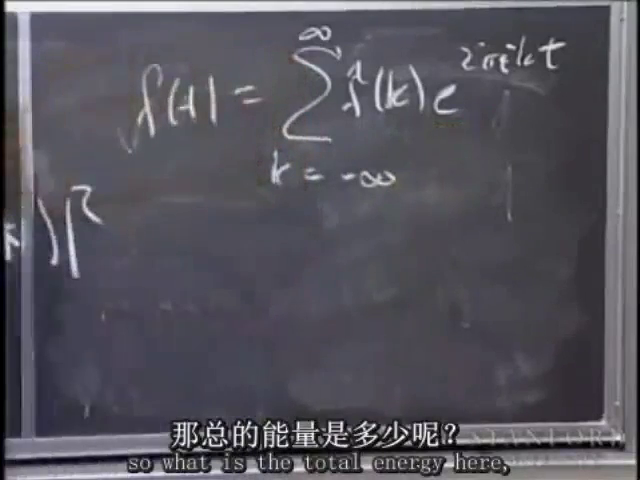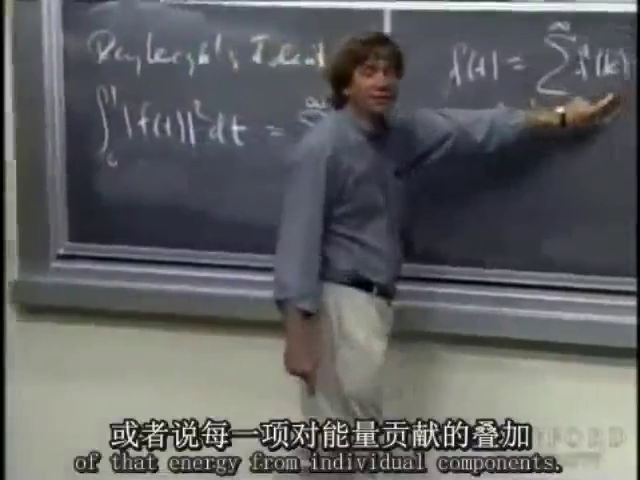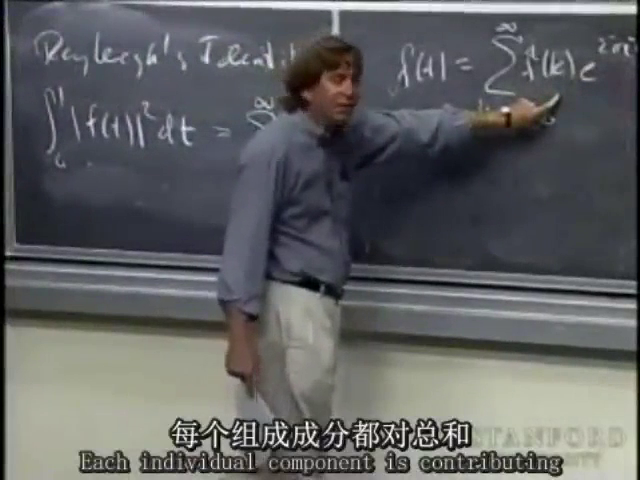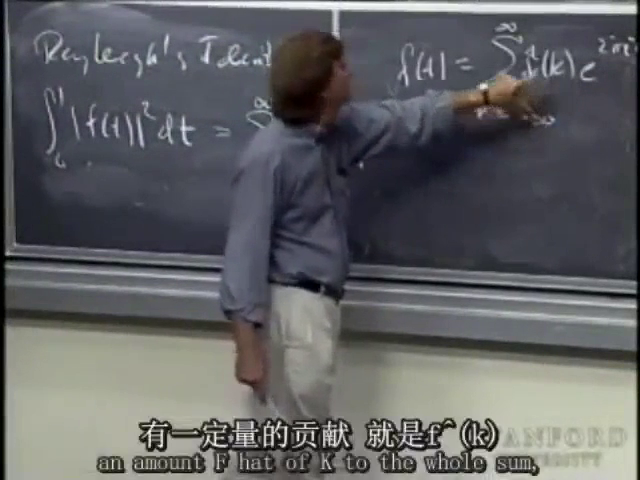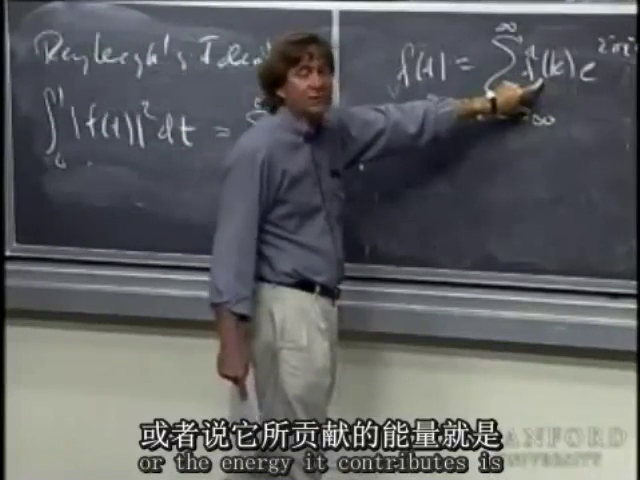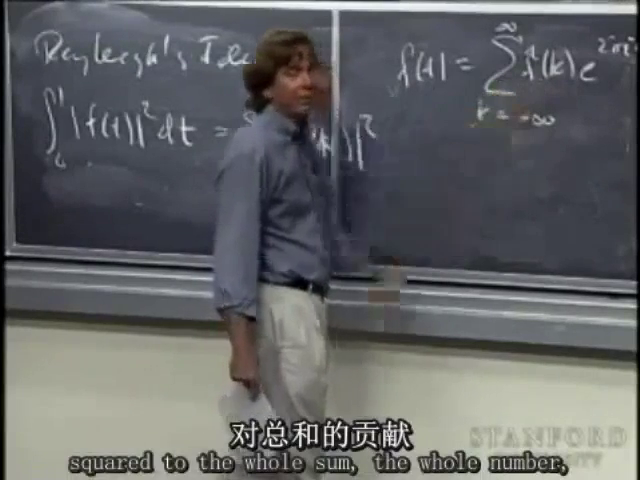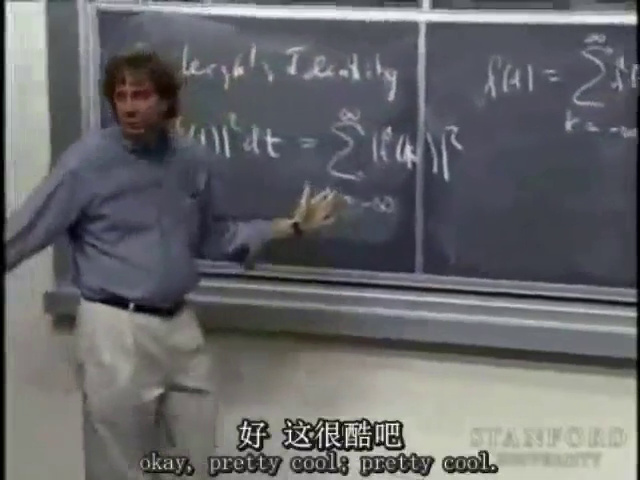So what is the total energy here? What is the square of the total energy here? It's the sum of the squares of the contributions of the energy from the individual components. Each individual component contributes an amount, the square of f hat of k, absolute value squared, to the whole sum, to the whole amount. Okay? Pretty cool.